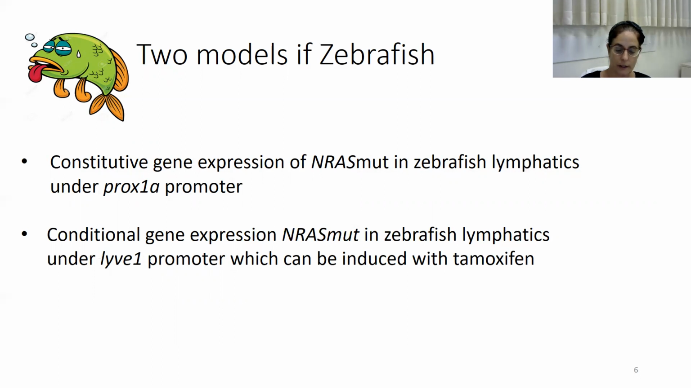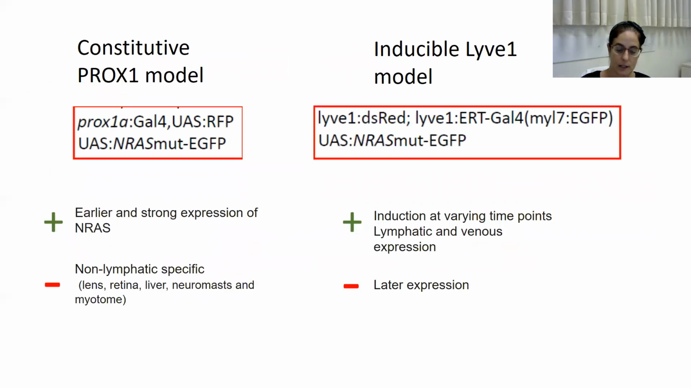Each one of these models has its advantages and disadvantages. For example, PROX1 is expressed earlier in development. However, it is not lymphatic specific in early embryonic phases.